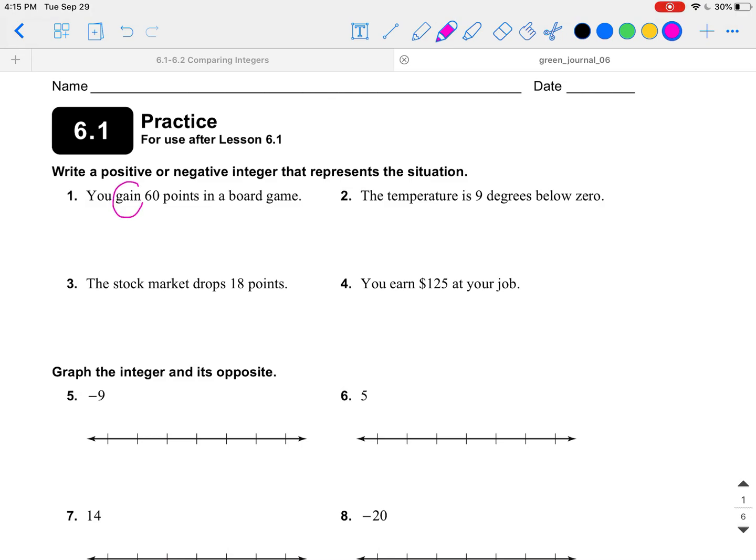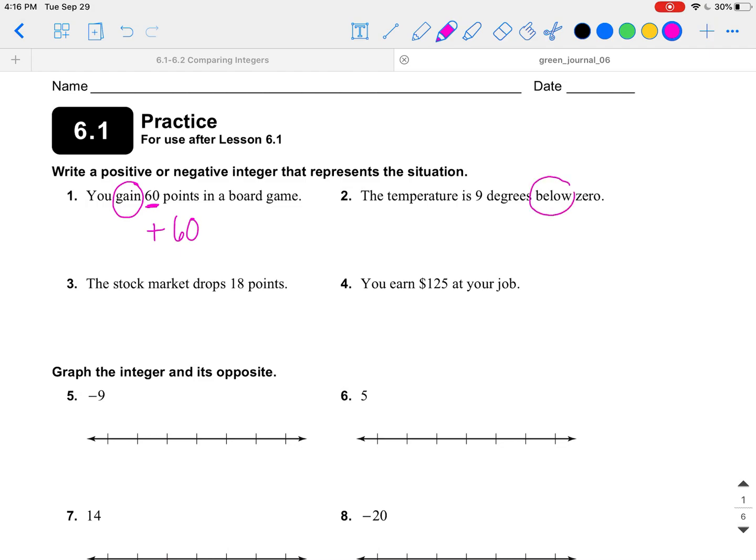So this first one says you gain 60 points in a board game. So we think, does gain represent a positive or a negative integer? It represents a positive. So in this case, that's positive 60. All right, you should be able to model that same process for the next couple words. Make sure you identify the key words.